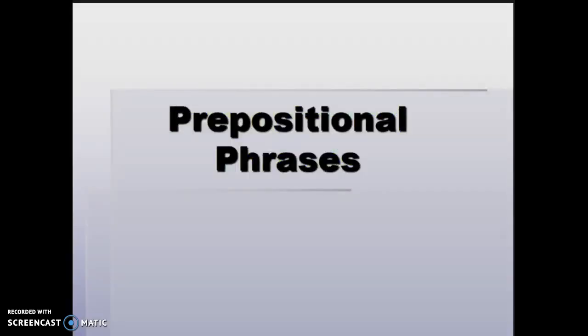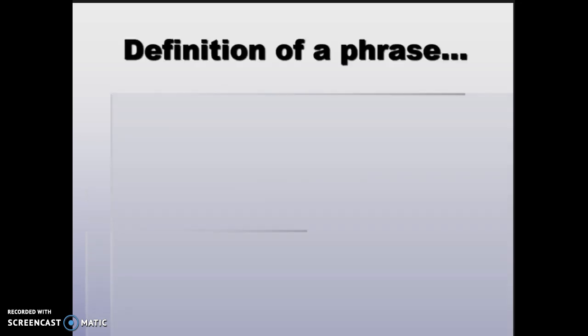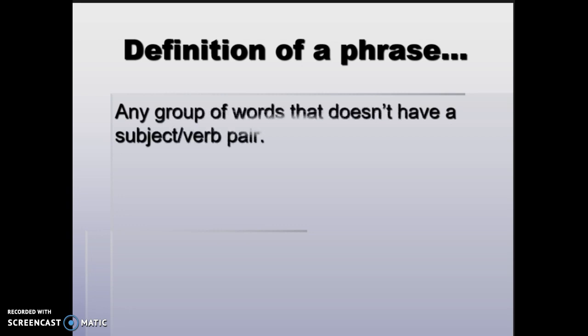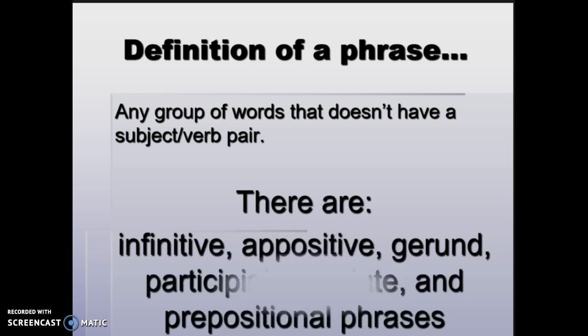Okay, so since we now have a general understanding about prepositions, let's now talk about prepositional phrases. If you understand prepositions, you'll be able to understand prepositional phrases. All right, so let's just talk about what a phrase is to begin with. So please write this down. It is any group of words that doesn't have a subject or verb pair in it. Okay, there's many different types of phrases. And we're going to get to these at some point during the year, but they're infinitive, appositive, gerund, participial, absolute, prepositional phrases. The only one we're going to start with today, though, is prepositional phrases, so don't worry about the other ones that are listed there.